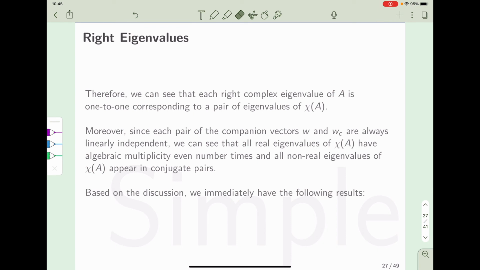Therefore, we can see that each complex eigenvalue of the quaternion matrix A is in one-to-one correspondence with a pair of conjugate eigenvalues of chi of A. Moreover, since each pair of companion vectors is linearly independent, all real eigenvalues of chi of A have even multiplicity, and all non-real eigenvalues of chi of A appear in conjugate pairs.